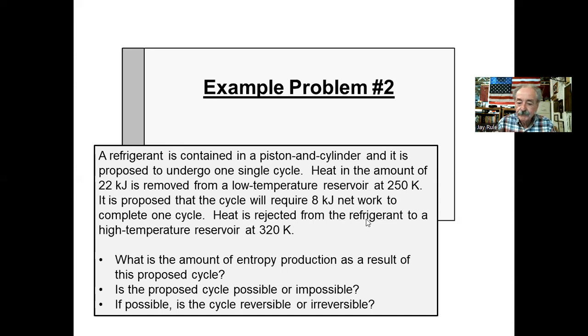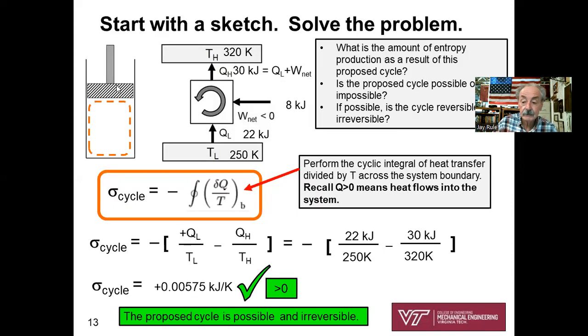Heat is rejected from the refrigerant to a high temperature reservoir at 320 K. A lot of given information, enough to answer the following. What is the amount of entropy production as a result of the proposed cycle? Now, it says it's proposed. Is it possible or impossible? If it's possible, is the cycle reversible or irreversible? We can answer this.